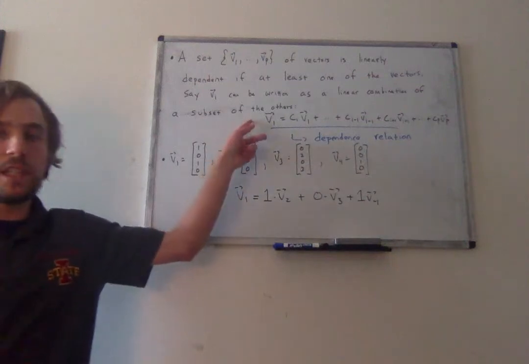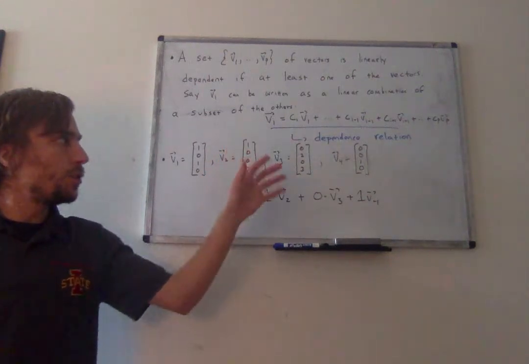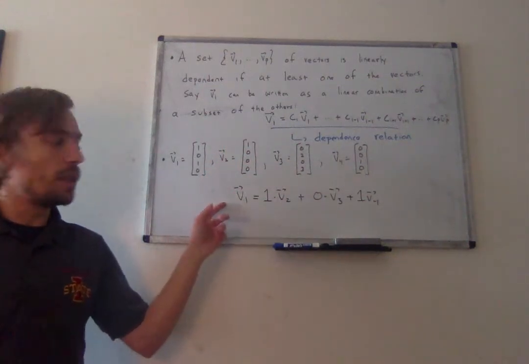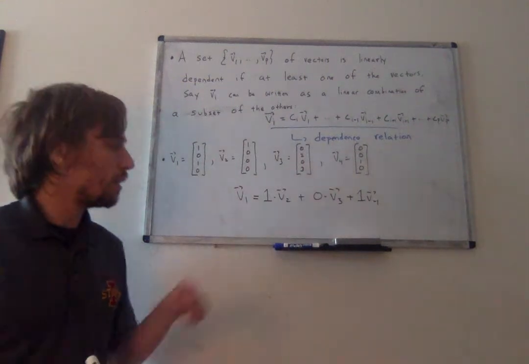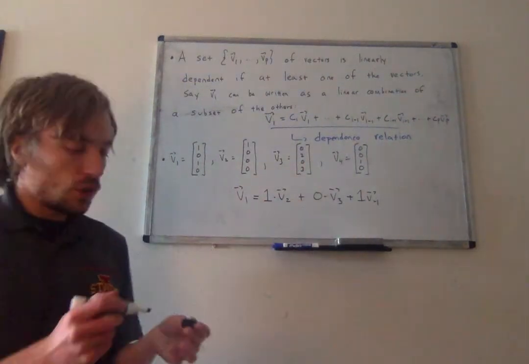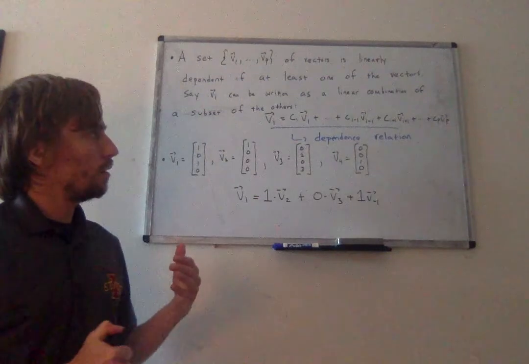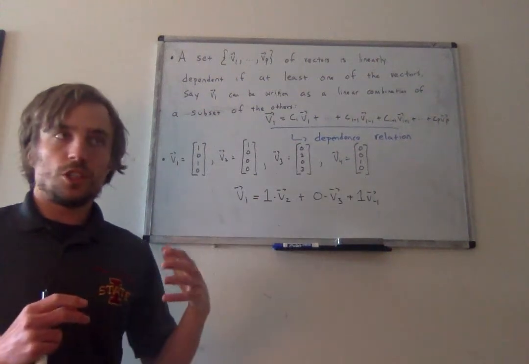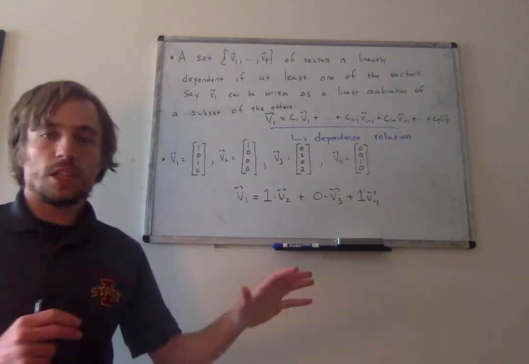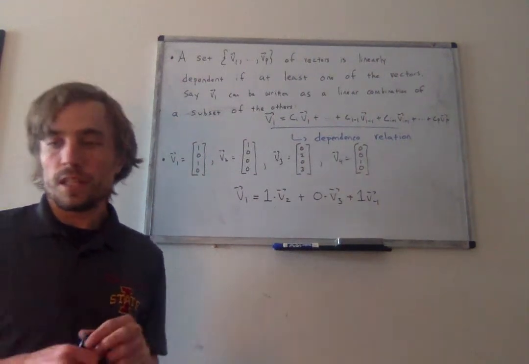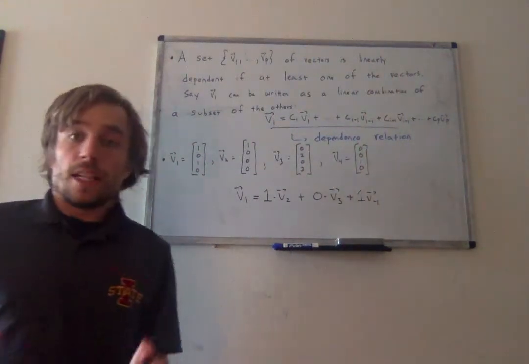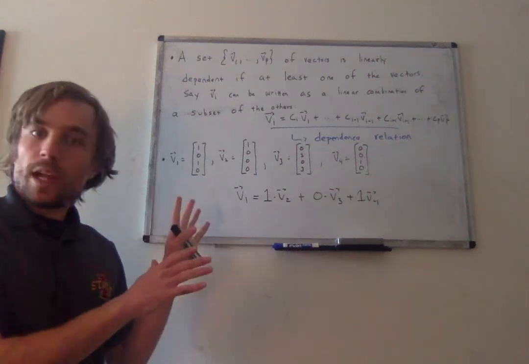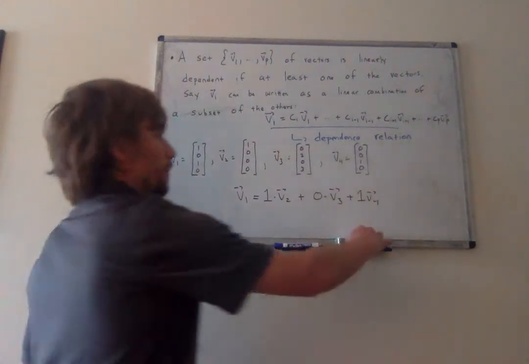And so not all of these C's need to be non-zero, just at least one of the C's needs to be non-zero, and these vectors are linearly dependent. So as long as we have a single vector which can be written as a linear combination of the others, they are always linearly dependent.